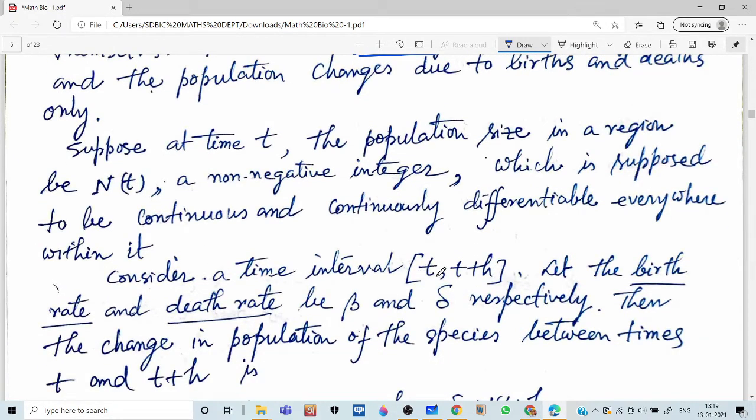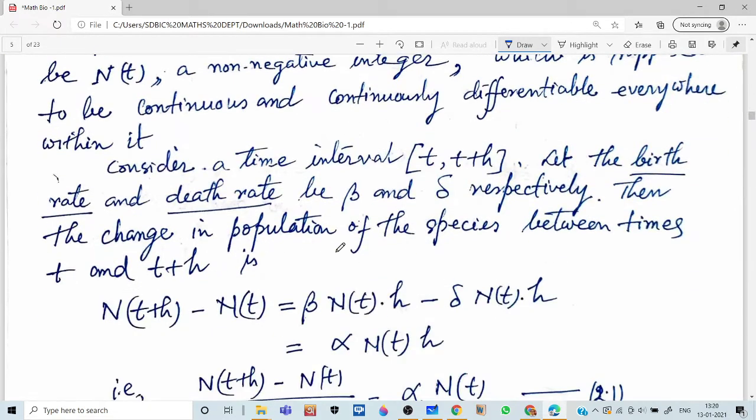Consider the closed time interval t to t plus h. Let the birth rate and death rate be beta and delta respectively. Then the change in the population of the species between the times t and t plus h is given by N_{t+h} minus N_t equals beta times N_t times h minus delta times N_t times h. Here beta is the birth rate.